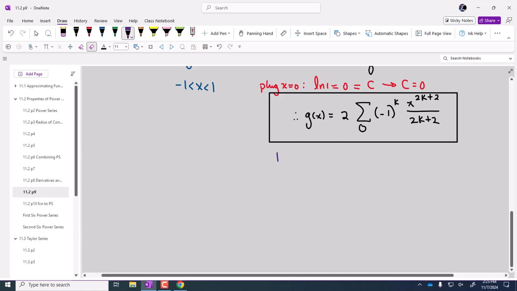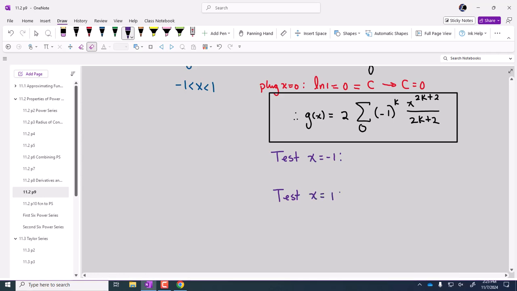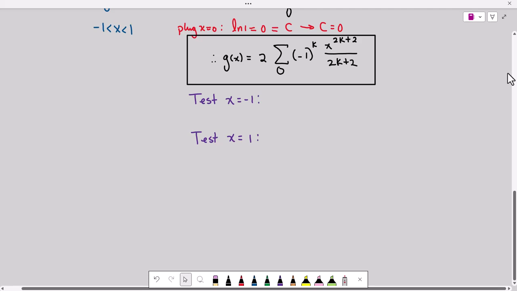So we have to test x equals -1, and we need to test x equals +1. So we're going to test both of those into this power series. Does the 2 affect convergence? No. So we don't even have to consider the 2.